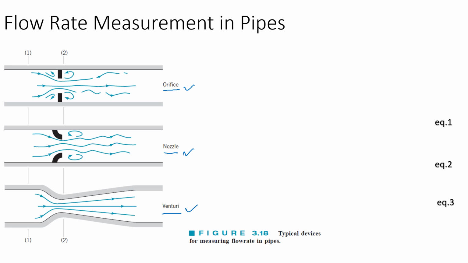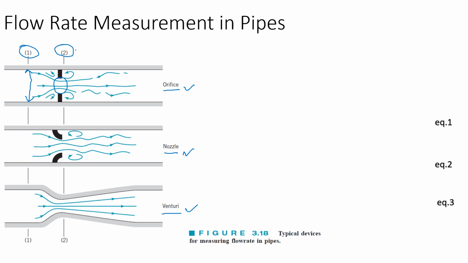We have already taken 2 sections, section 1 and section 2. One is upstream to this orifice and one is downstream to this orifice. Again, there is a section upstream to this nozzle and downstream to this nozzle. We have a section upstream to this venturi and downstream to this venturi. So that's what we are going to do.